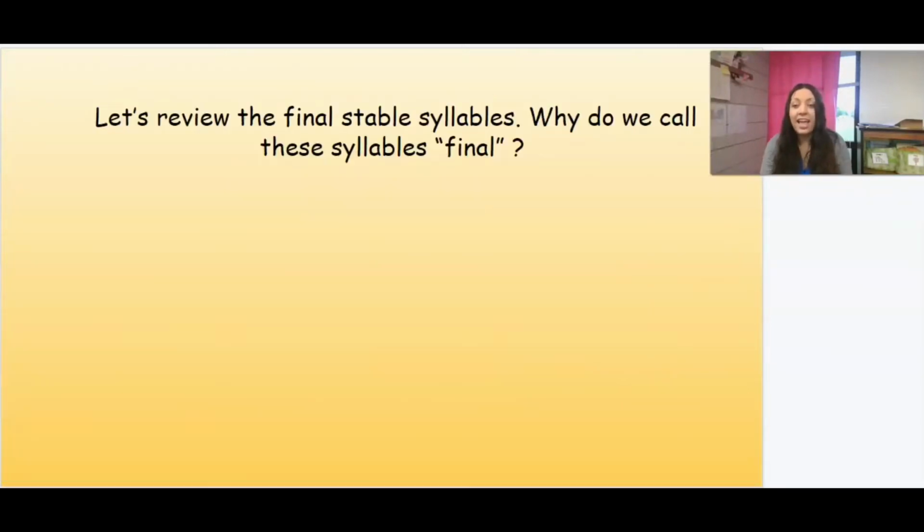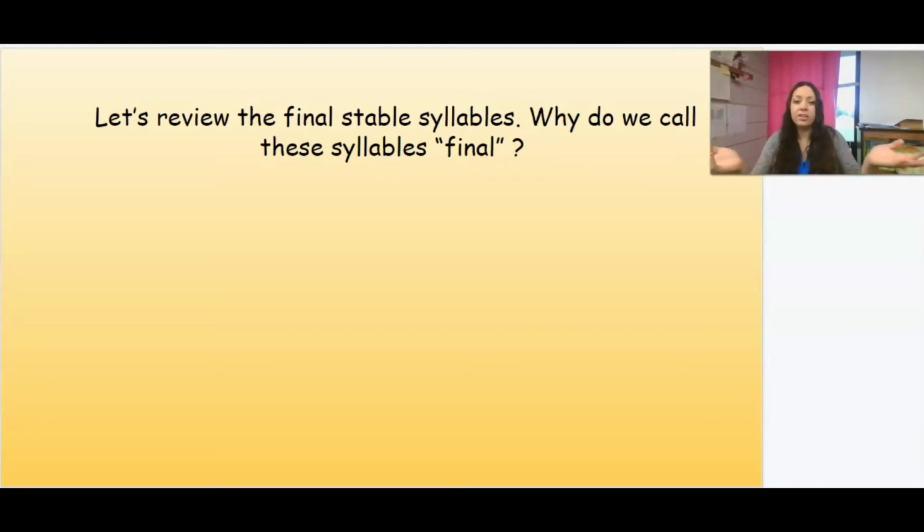So today we are going to review our final stable syllables. Okay, so let's think about that. Final stable syllables. So final means I'm always going to find them at the end. That's right, they're at the end. Stable means that they are always the same. When you see B-L-E, it's always going to say bull.